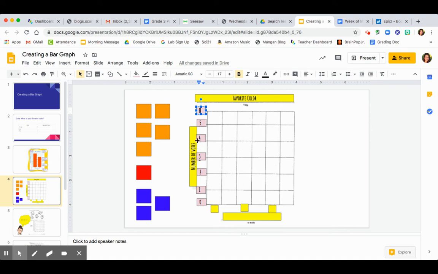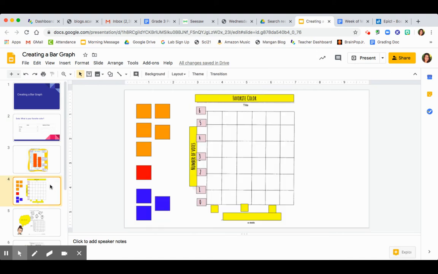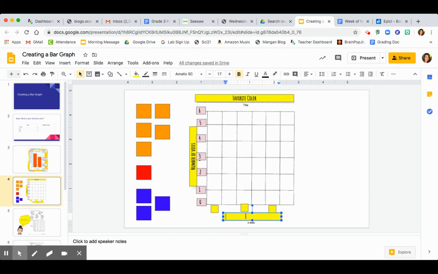I let my reader know that these numbers mean the number of votes. And now I'm going to think about my horizontal axis. What are my students voting on? They're voting on their favorite color. So maybe I'm thinking down here, my label should be colors, right? Because that's what the students were voting on.